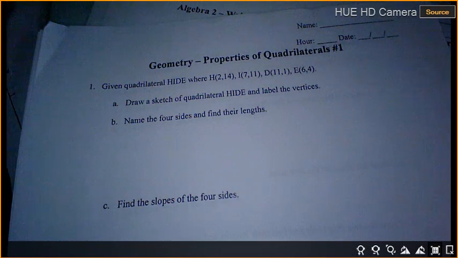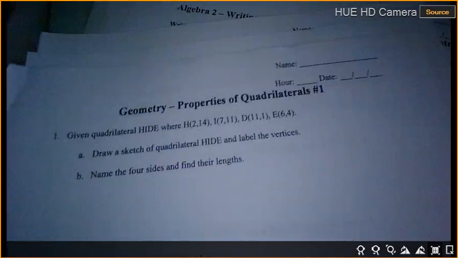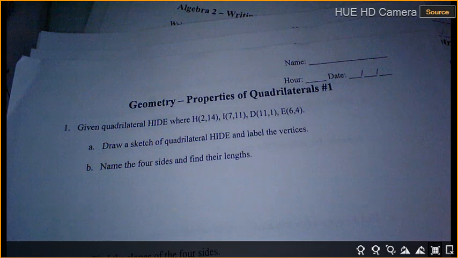Okay, we are starting our properties of quadrilateral worksheet. We're going to draw and sketch a quadrilateral. I am going to suggest that you do this on graph paper. So can you guys send one person from each of your tables to grab graph paper for you, please?